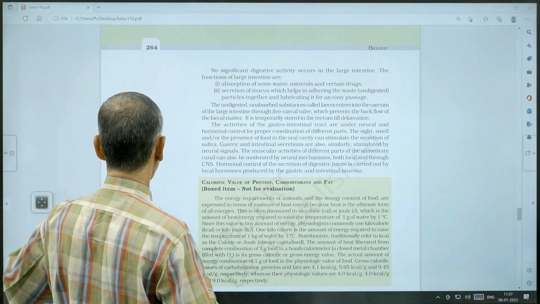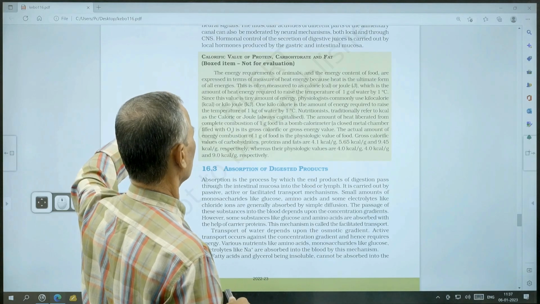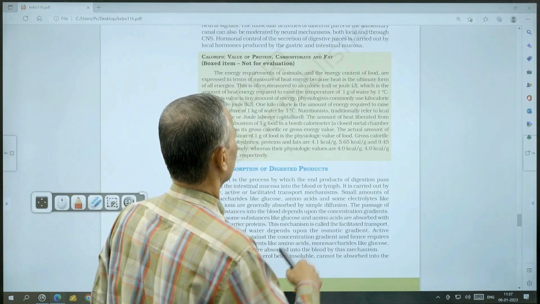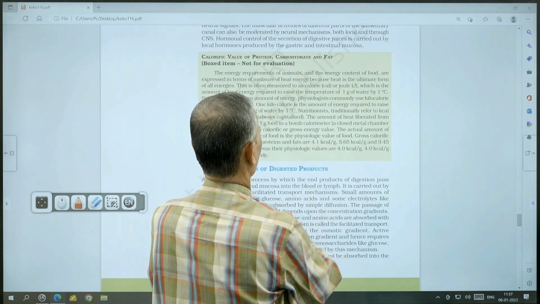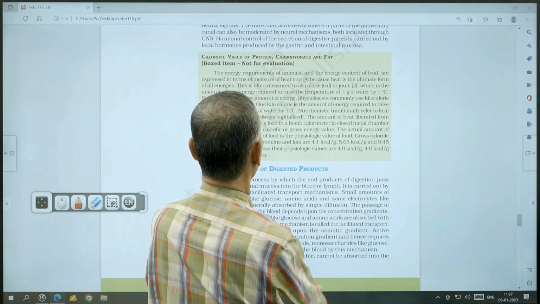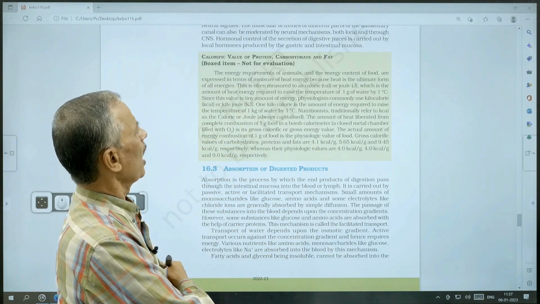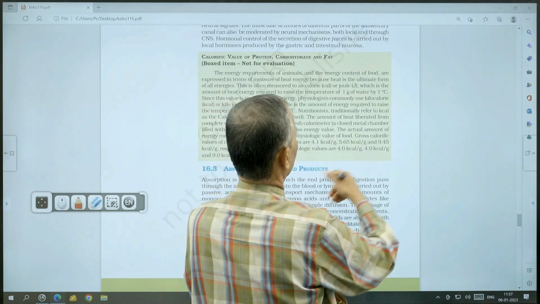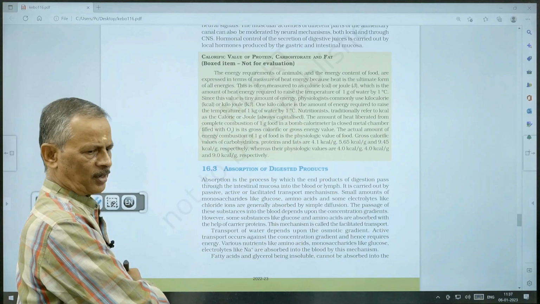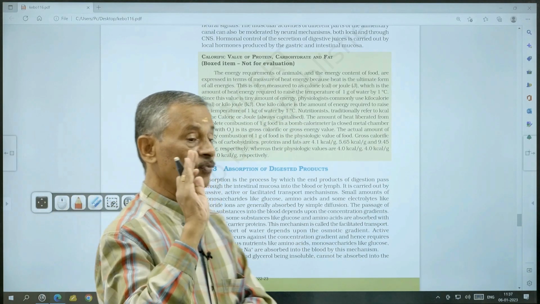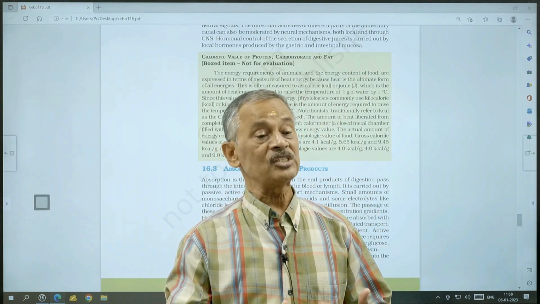The gross calorific value for different components of the food is like this. For carbohydrate, it is 4.1 kilocalorie per gram. For proteins, 5.65, and for lipids, 9.45. But you won't get the same amount of energy released when they are all metabolized in our body.